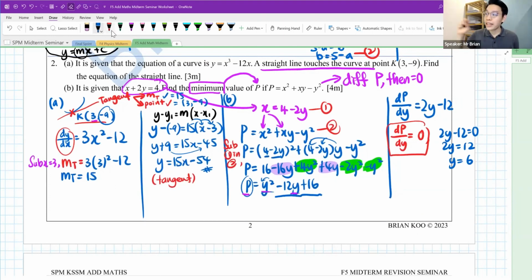By the time you reach here, most of the job would have already been done. But we read again the question, they say they want the minimum value of P. So you go and find out P. P is right here. I will sub y equals to 6 into equation 3 to find out the P.